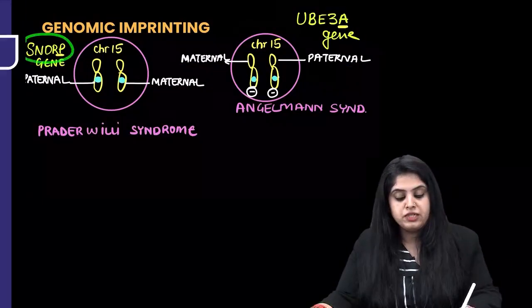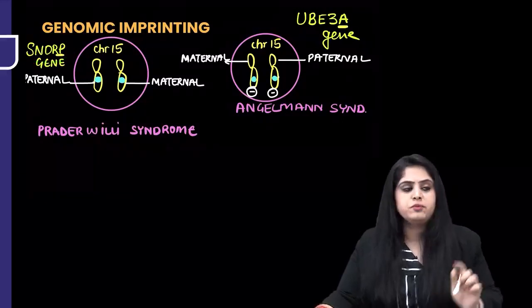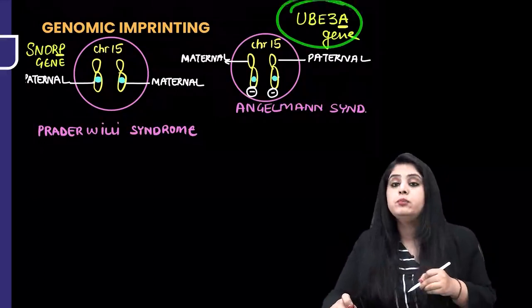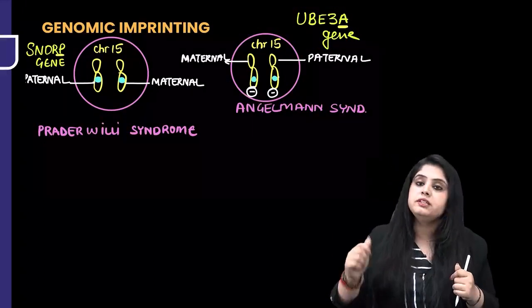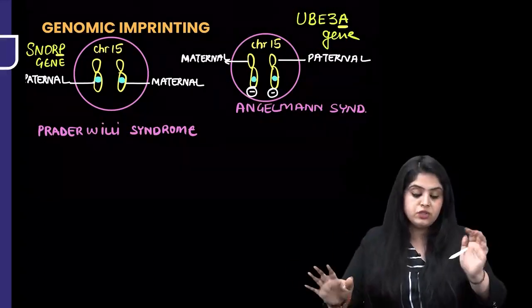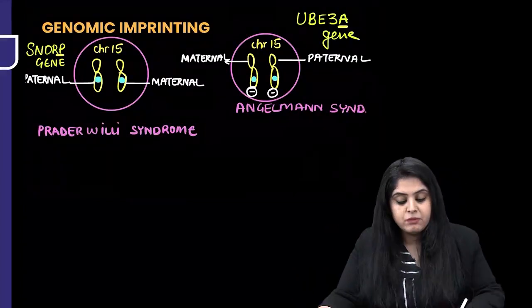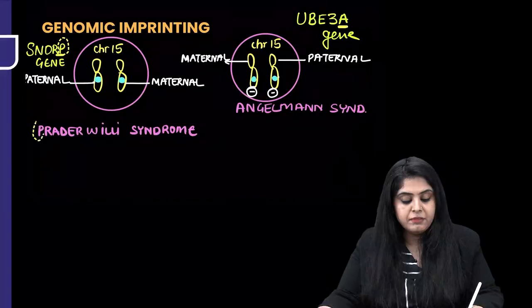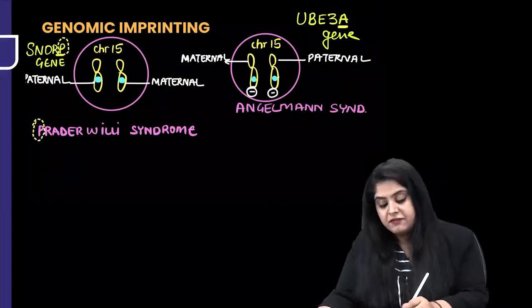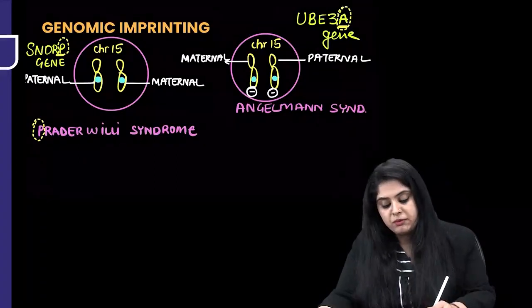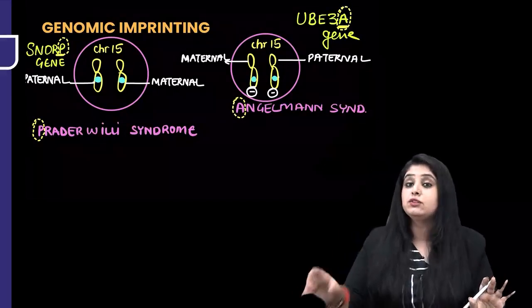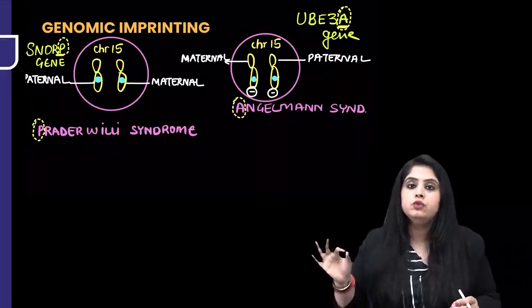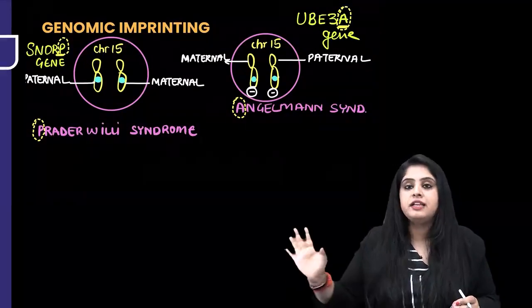There is one thing called the SNORP gene. Mother has given the SNORP gene, father has given the SNORP gene. There is something called the UBE3A gene. Mother has given the UBE3A gene, father has given the UBE3A gene. Please note that if there is a problem in the SNORP gene, I will be dealing with Prader-Willi. If there is a problem in the UBE3A gene, I will be dealing with Angelman. Look at the last letters of these. SNORP is P, so Prader-Willi. UBE3A is A, so that is Angelman.